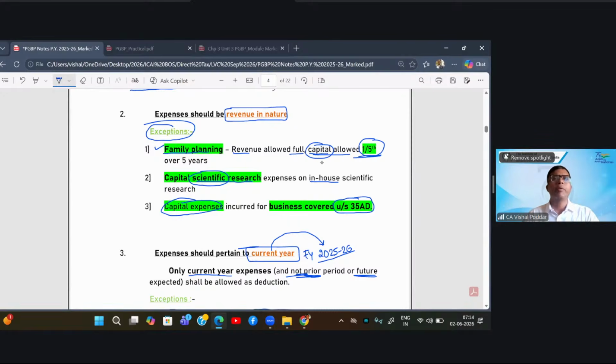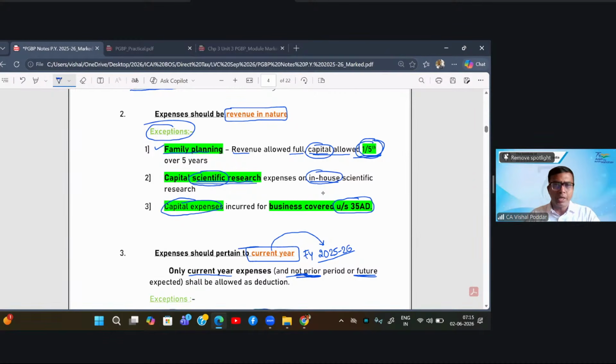But if you have done some capital expenditure, like for conducting these workshops and training programs, you have bought a LCD TV on which the trainer would come and give some demonstration. So this LCD TV which you have purchased is a capital expenditure. It is also allowed to the company, but it is allowed in 5 installments. So 1/5 in 5 years. Similarly, the second case of capital expenditure is where you are doing research and now this research is done by you yourself, which is in-house.